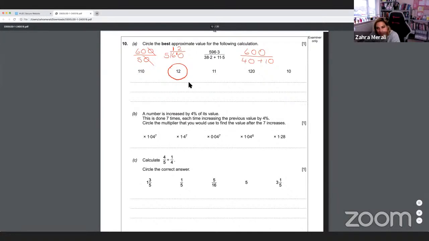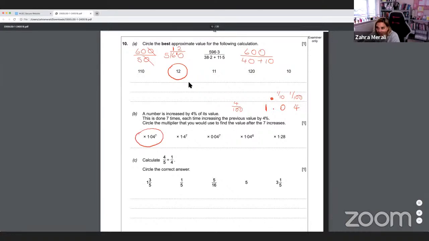A number is increased by 4% of its value. Okay. This is done 7 times. So it's increasing by 4%, then increasing it by 4% again, then 4% again, and so on. So 4% is 4 divided by 100. Now remember, after the decimal point, you've got your tenths, then your hundredths. So 4% is going to be there. But you want the original amount as well, which is a 1. And you're going to do it to the power of 7. So your option will be that one there.